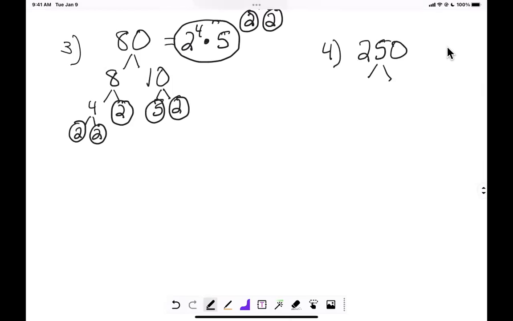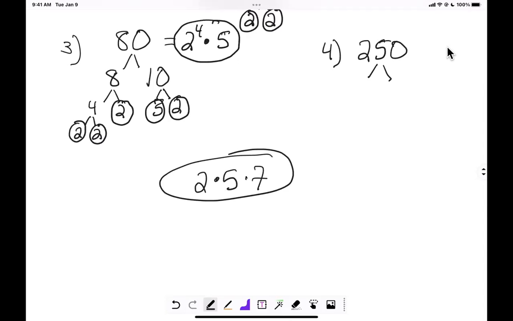So let's say you do all this work and they only have one of each, right? Say it's 2 times 5 times 7. That's fine. That's a perfect answer. All primes. They're all to the first power. We don't write 1, so you don't have to have an exponent. Just make sure that all the numbers you have for an answer are prime.